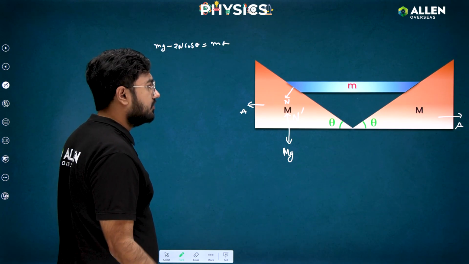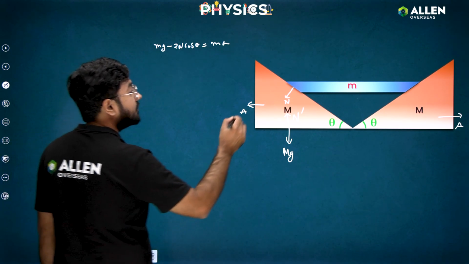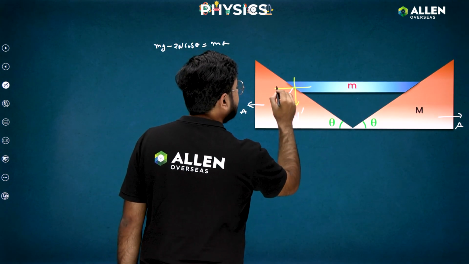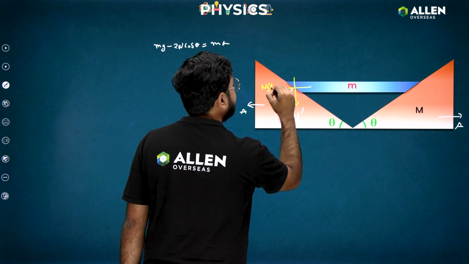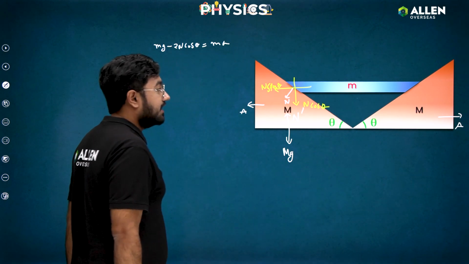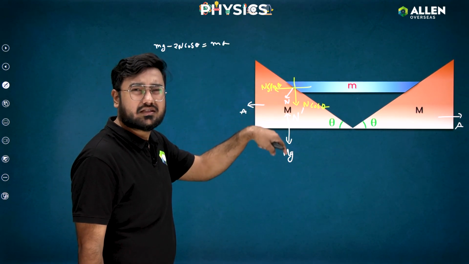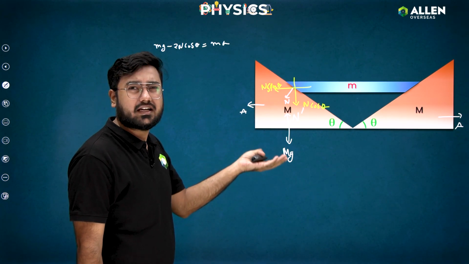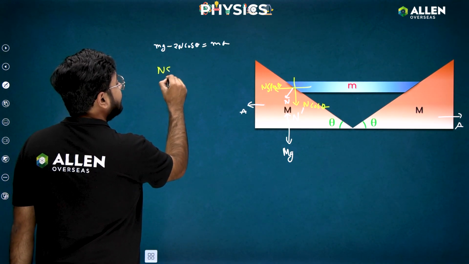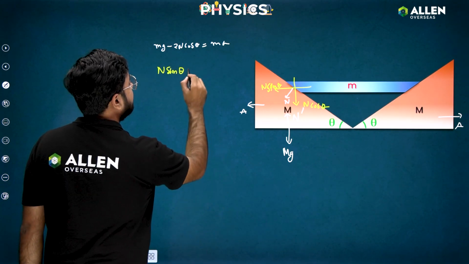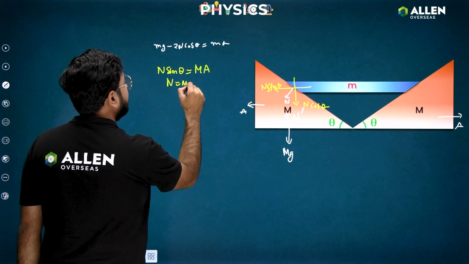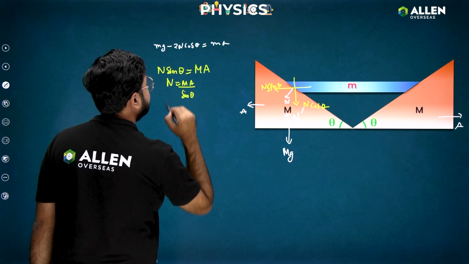Any other forces? No. Resolve N. So if this angle is theta, this angle is theta, then this thing will be equal to N sin theta, and this thing will be equal to N cos theta. Again, no acceleration in y direction, so the y direction is in equilibrium, nothing to worry about. Let's see what's happening in x direction. So I can write N sin theta is equal to ma, right? N is equal to ma by sin theta. Simple.